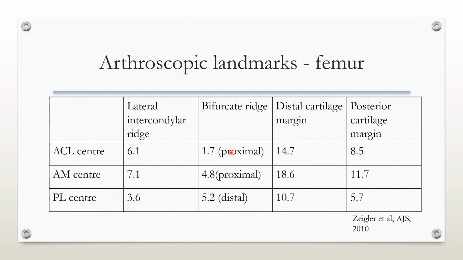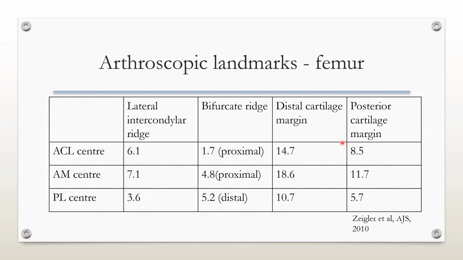Similarly, with respect to the bifurcate ridge, the ACL center is 1.7 mm proximal to the bifurcate ridge. The AM center naturally is much higher and much more proximal, while the PL center is much distal to the bifurcate ridge.